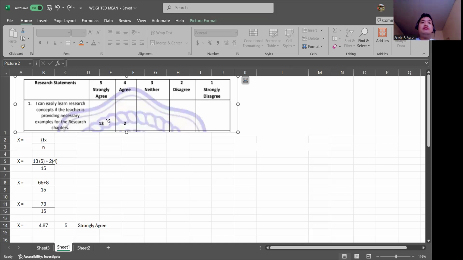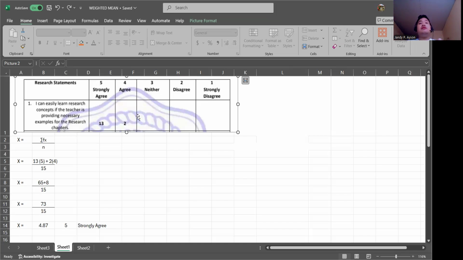So, in this case, 13, 2. Meaning, pag inadd nyo siya, 13 plus 2, 15. Ibig sabihin, sa research sample na ito, 15 lang yung respondents nila. So, kailangan ninyong tandaan na kapag nagtally kayo ng mga results para dun sa weighted mean ninyo, kung ilan yung nasa loob ng box na to, dapat total din siya or equivalent siya sa total number of respondents ninyo.